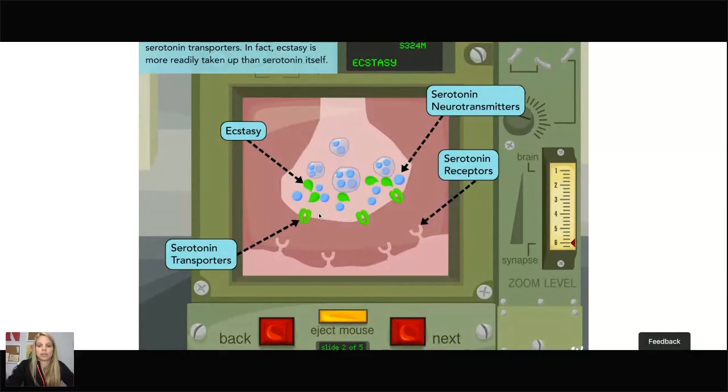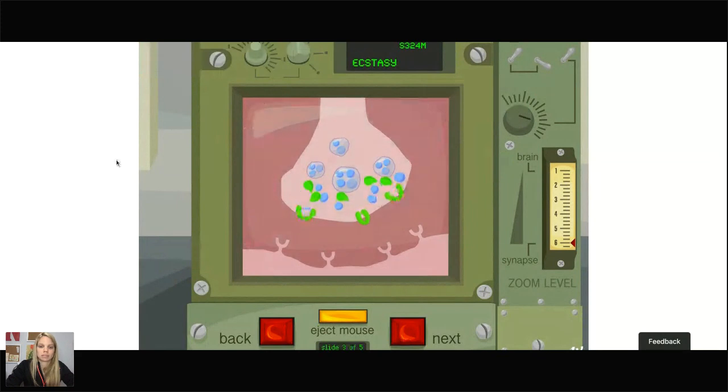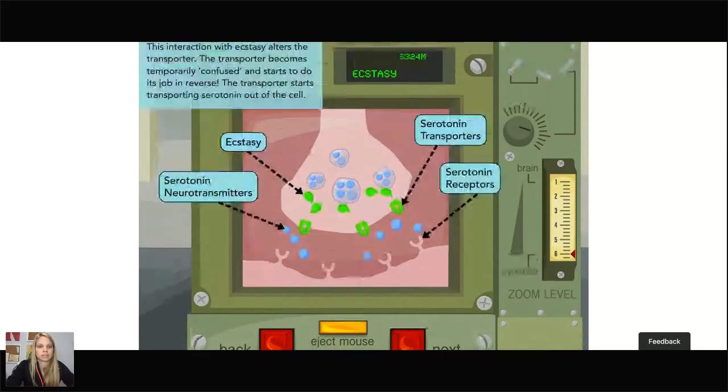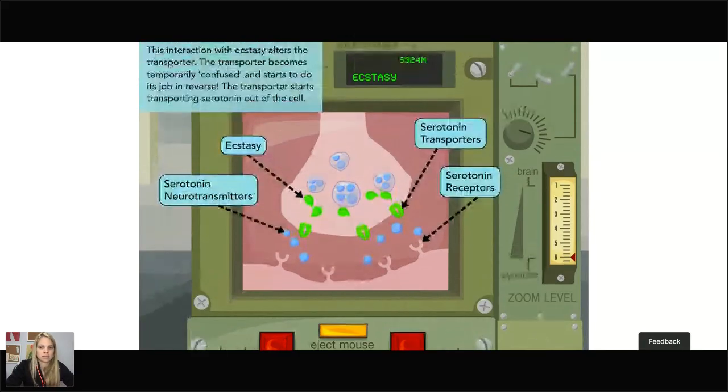So I would strongly recommend this. This interaction with ecstasy alters the transporter. The transporter becomes temporarily confused and starts to do its job in reverse. The transporter starts transporting serotonin out of the cell. So this just gives a good example of how stuff moves through the neurons. I think it's a really good visual aid. It's linked in the slides, so you'll be able to find it whenever I publish the slides. So definitely take a look at it. It's just a really good way to get familiar with the neurons if you're not already familiar with them. Okay, let's go back to our slideshow though.